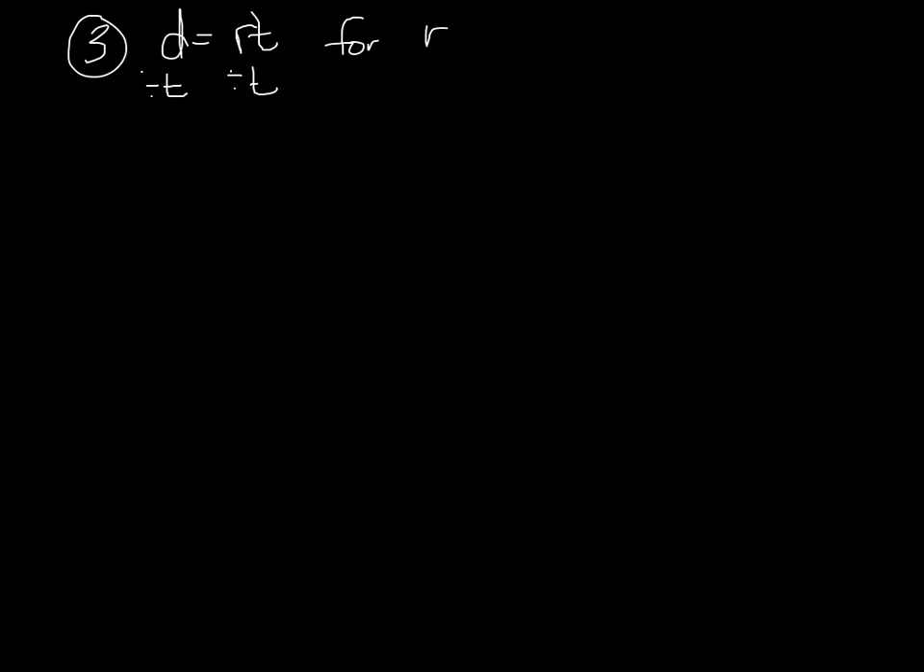Okay, so I would get r equals d over t. Notice how whenever I divide by something, it always goes on the bottom. I'm just putting that line there, making sure that I'm dividing by that t. Number 4.